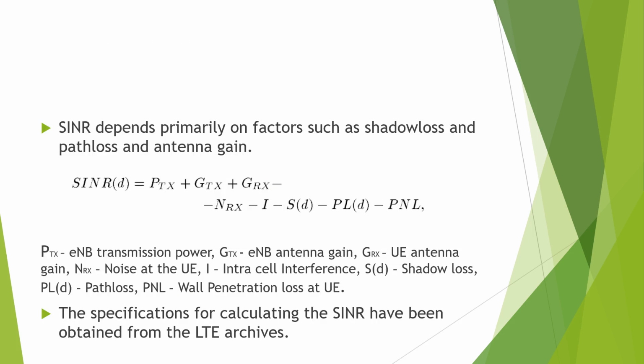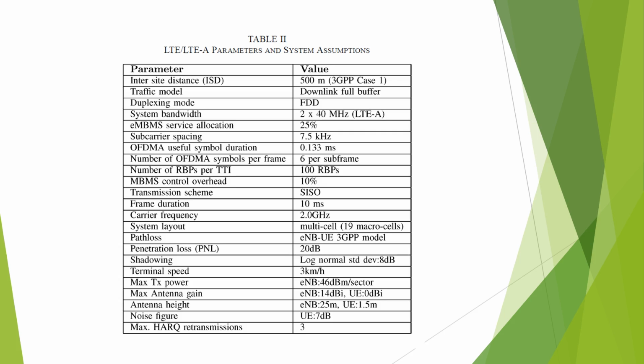SNR is calculated using path loss, the transmission power, the receiver antenna gain, the transmitter antenna gain, and the noise at the user equipment, and the intracell interference, and the shadow loss, and also the wall penetration loss. SNR is mainly affected by these factors. So the SNR is calculated for both the protocols using the LTE parameters which are provided in this table.